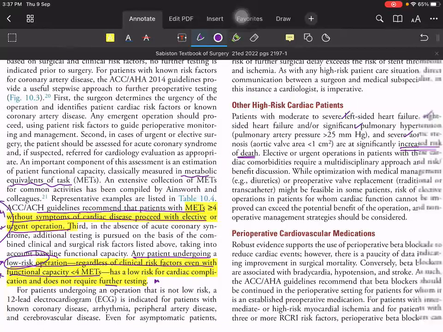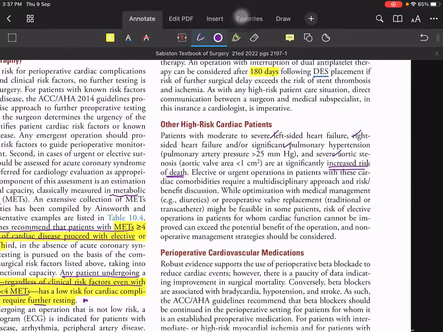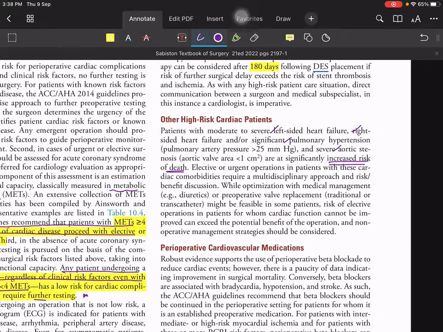Now the other high risk cardiac conditions: what are some other high risk cardiac patients, which cause increased risk of death? Risk factors for increasing the risk of death. Left-sided heart failure, number 1. Number 2 is right-sided heart failure. Number 3 is pulmonary hypertension, which is more than 25 mmHg, and aortic stenosis, where the aortic valve area is less than 1 centimeter square.